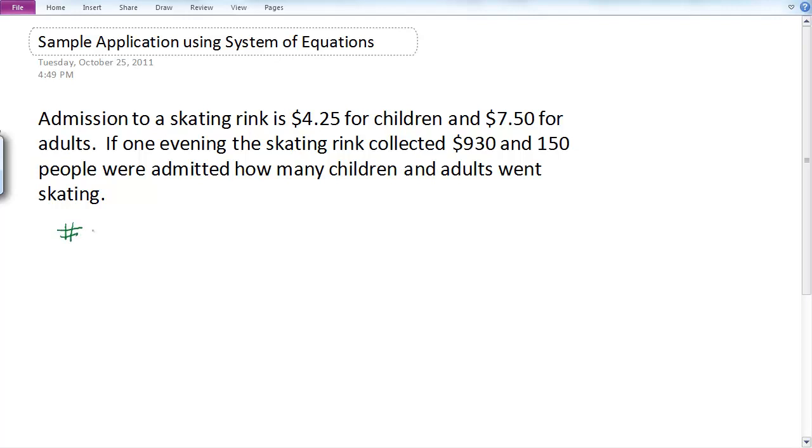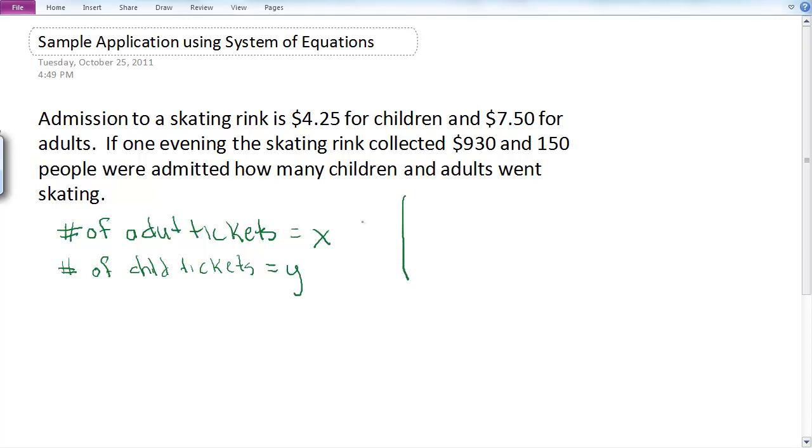This will be the number of adult tickets, and that's going to be X. And then the number of child tickets is equal to Y. Now, as far as value goes, so we're going to go like this here. So here I have number of tickets. If you want to do a chart format, we'll have X and Y.